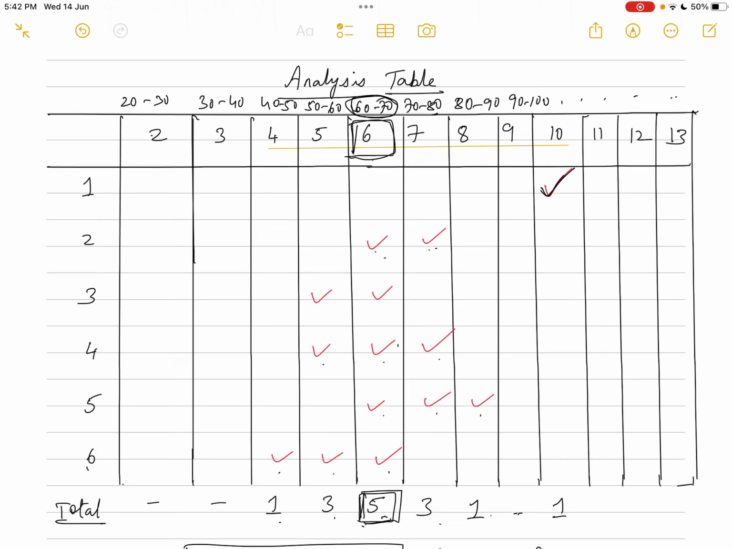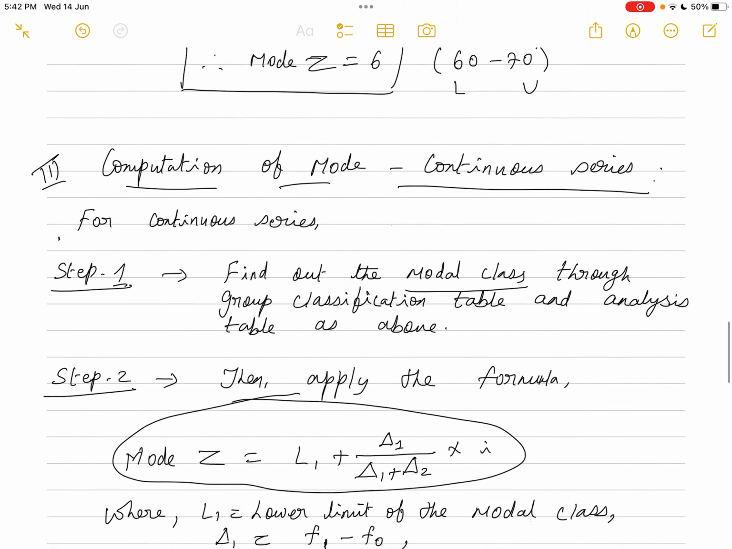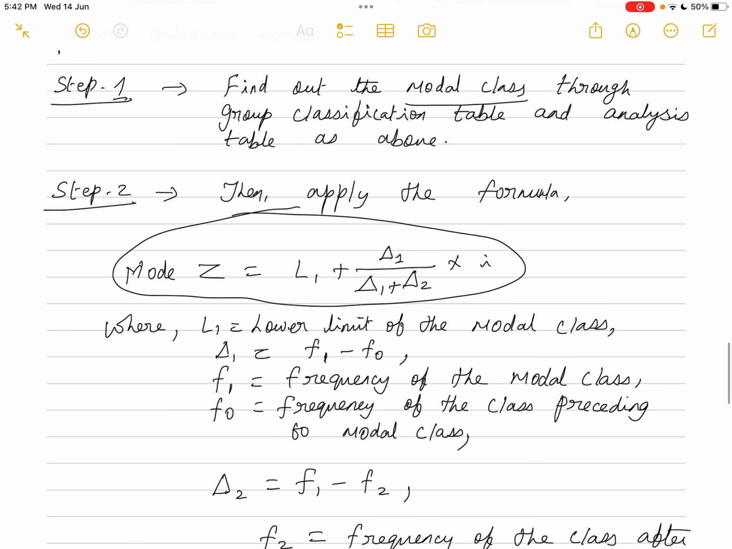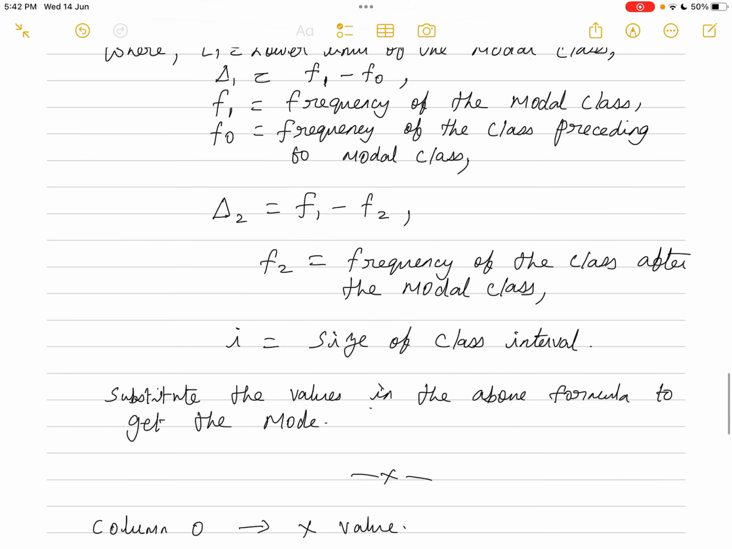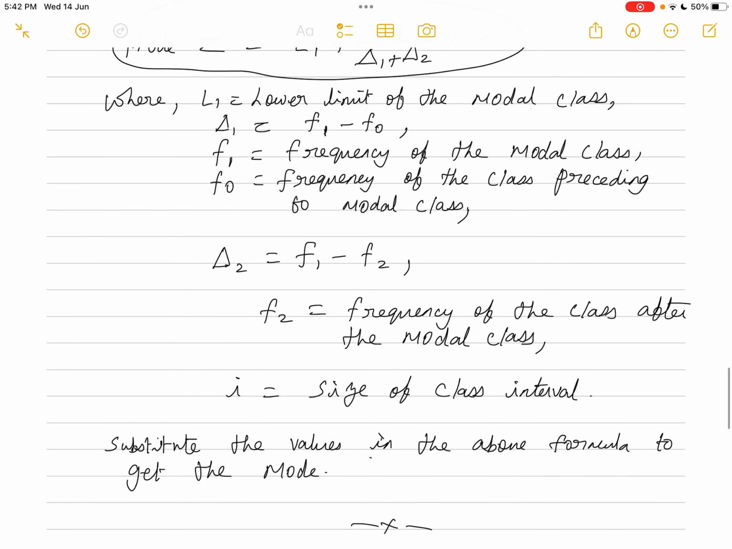If it is given in the form of a continuous series, then find the lower limit and upper limit. First find the modal class, and after finding the modal class, apply this formula, substitute the values, and then find the modal value. Okay. So this is how we find the mode. Hope it is clear to all of you.